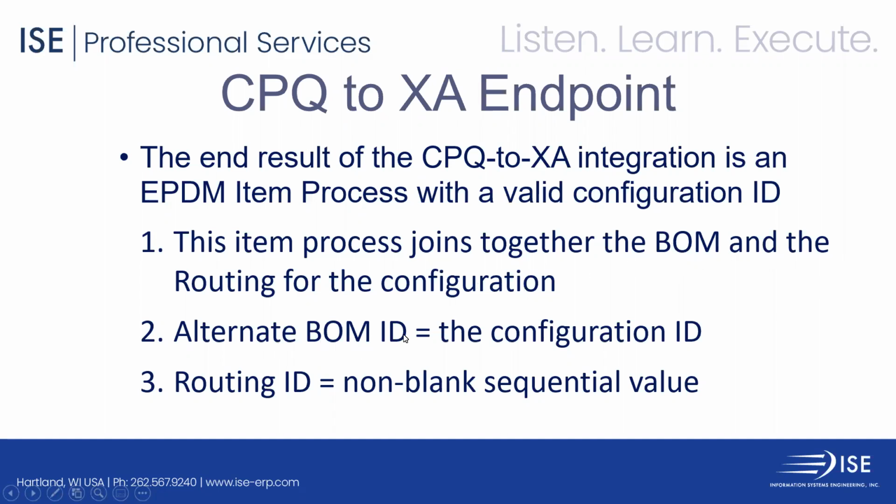The alternate bill of material ID will be the configuration ID, and then the routing ID will be a non-blank sequential value that XA provides. Those are all uppercase letters, so it'll be like AAA, CDF, something like that. And the next one will be AAA, CDG, et cetera, it just goes like that. But that way you can tell that it's an XA generated routing. And then the BOM, of course, is linked to the config ID because they're the same value.